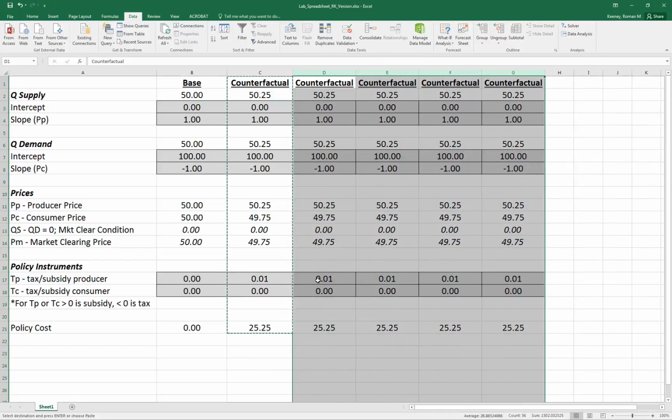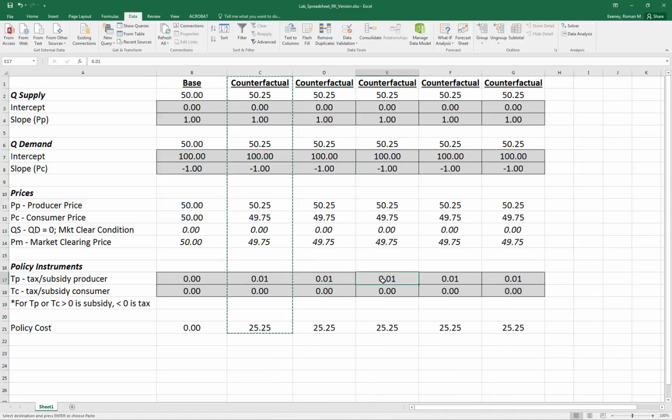Something like that, and then maybe go producer subsidy, consumer subsidy, producer tax, consumer tax. Okay, and you can see the imbalance gets introduced.